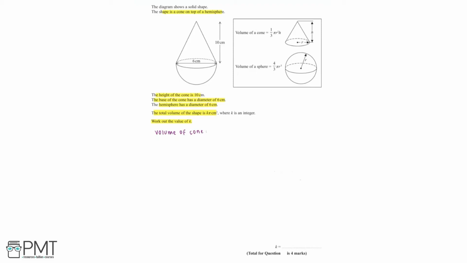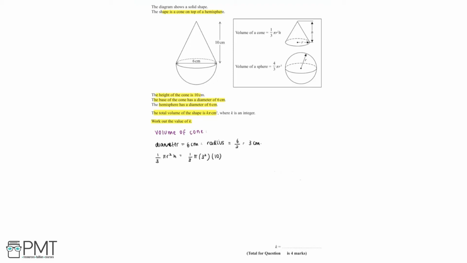Well, let's look at the information that we know. Well, we know that the diameter of the cone is equal to 6 centimeters, and so to find the radius, we do the diameter divided by 2, and so we can find that the radius of the cone is equal to 3 centimeters. And now using the fact that the volume of the cone is 1/3 pi r squared h, we can say that 1/3 pi r squared h is equal to 1/3 pi multiplied by 3 squared multiplied by 10, because we know that the height of the cone is 10 centimeters.